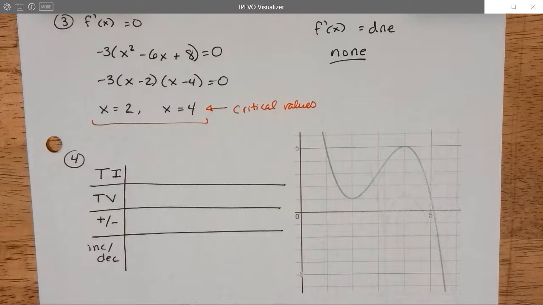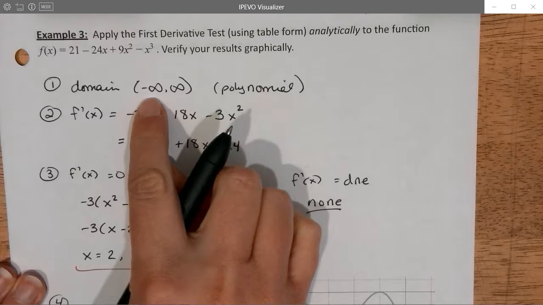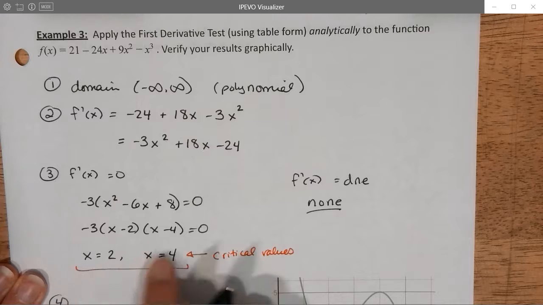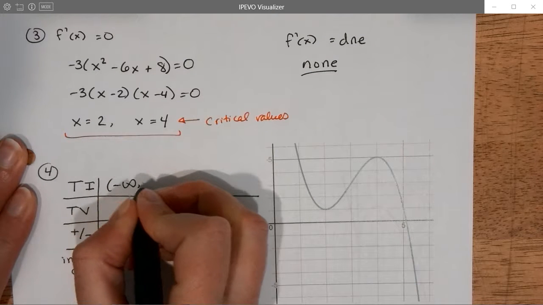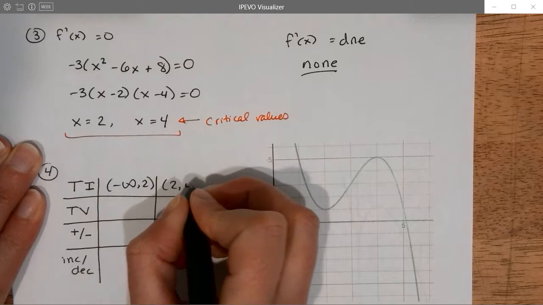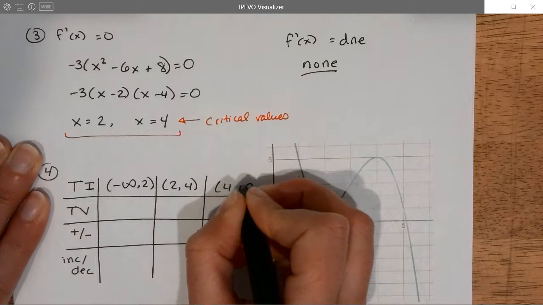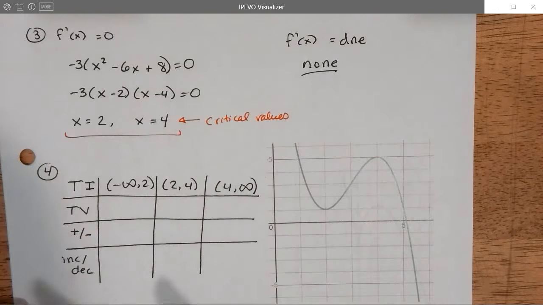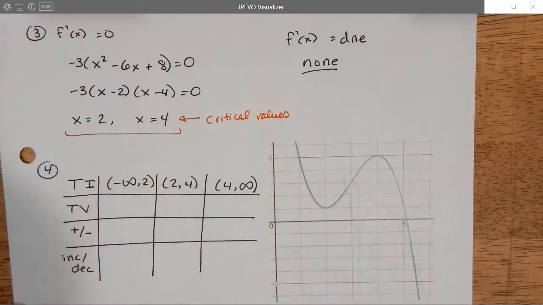The test intervals partition the domain. So my domain was negative infinity to infinity. So I'm going to go from negative infinity to my lowest critical value, which in this case is 2. So negative infinity to 2. Then I need to go from 2 to 4. Then I need to go from 4 all the way to infinity. So I partition the domain, break it twice, one time for each of the critical values. So with 2 critical values, I made 2 breaks and therefore have 3 intervals.